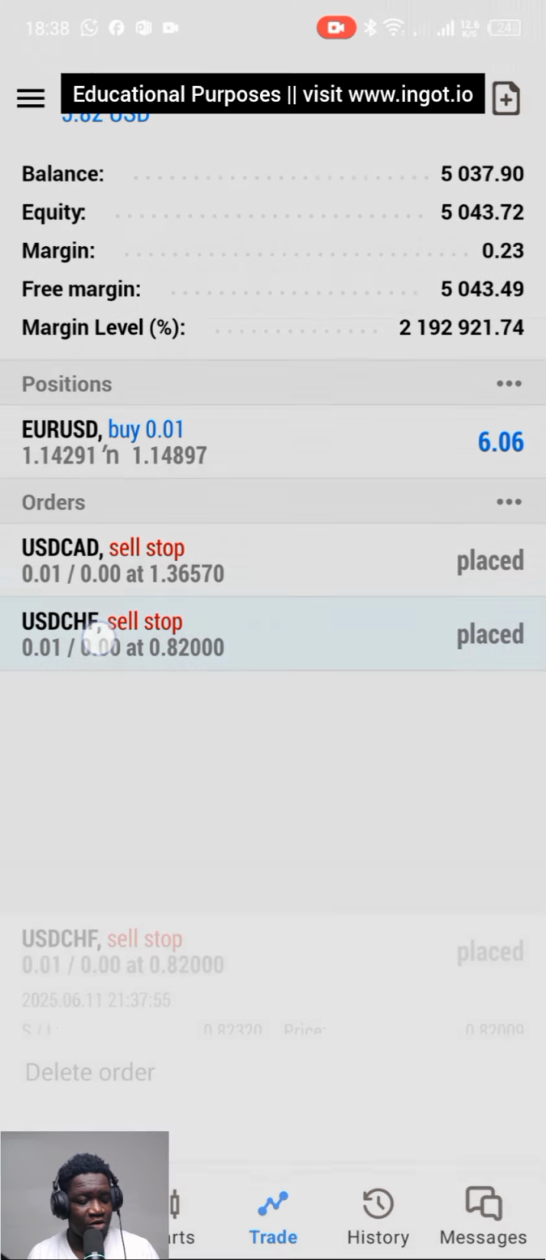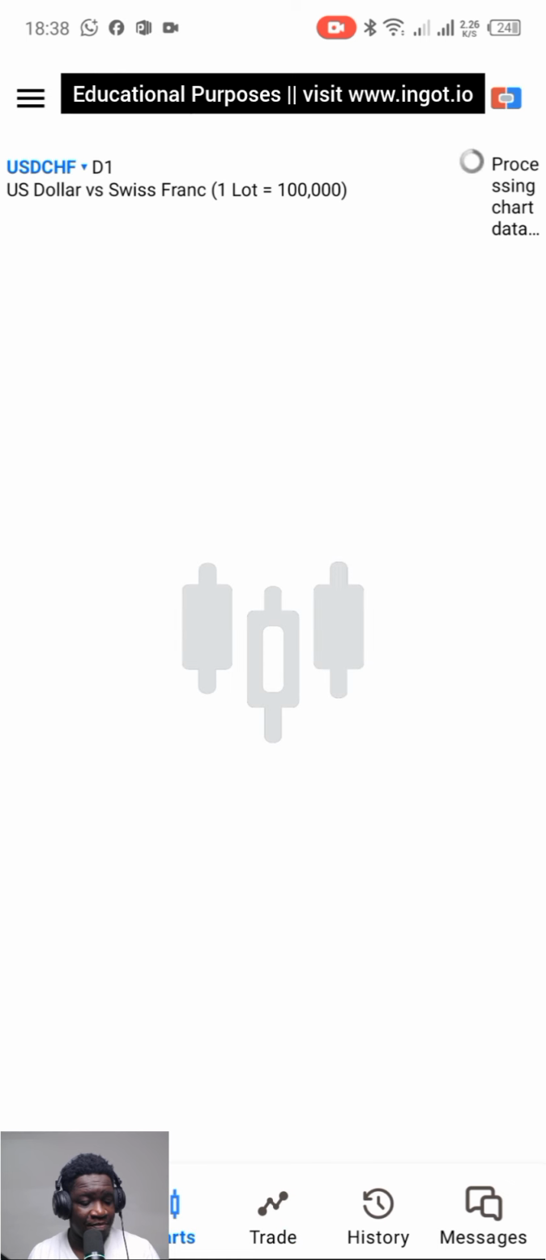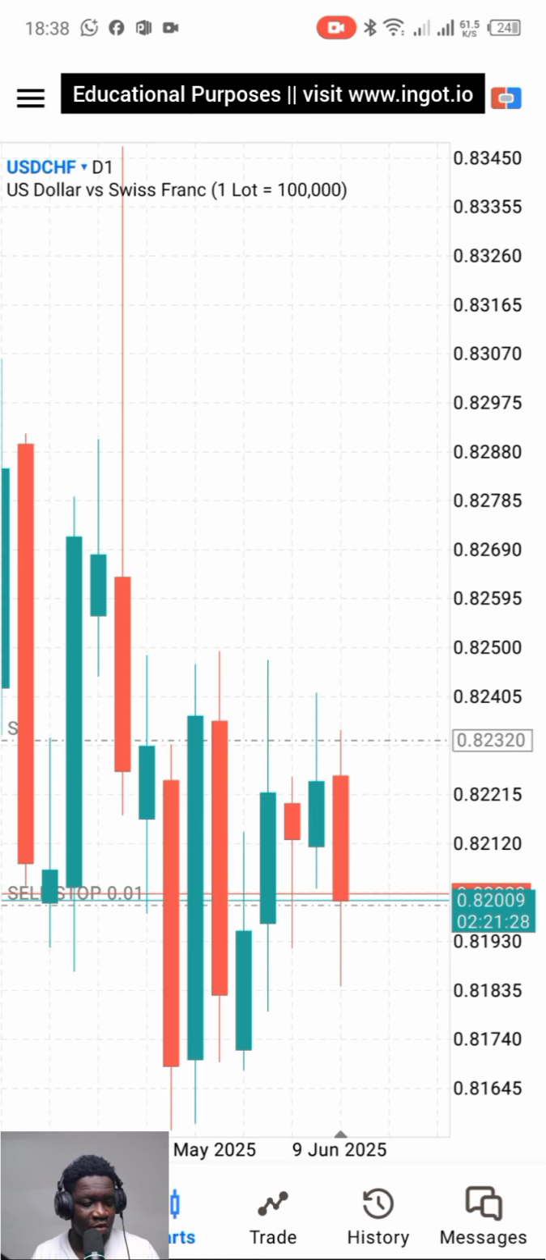Okay, so if you want to see the chart, you come here. You can now see the chart and the levels where it gets to. So we did sell stop. When it gets to this level, the trade will get executed. This is the stop loss, and then you are good to go.